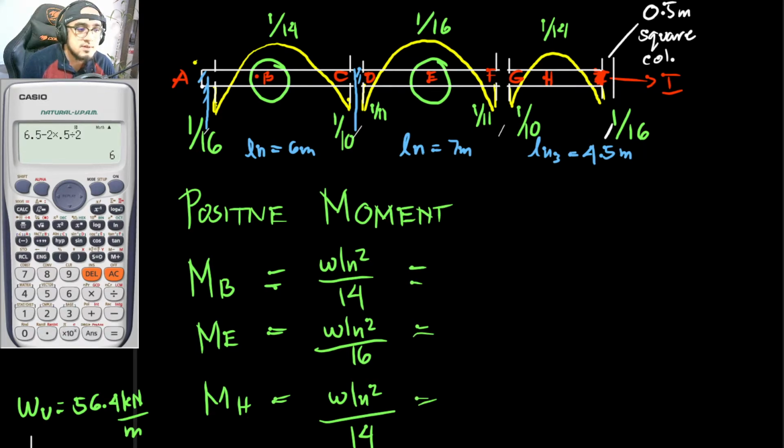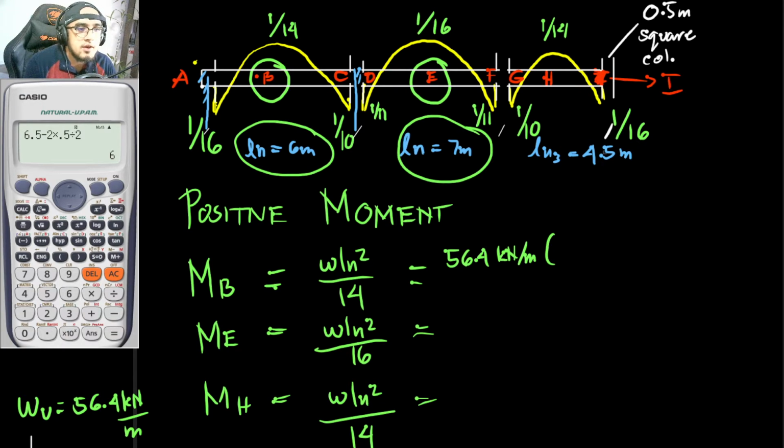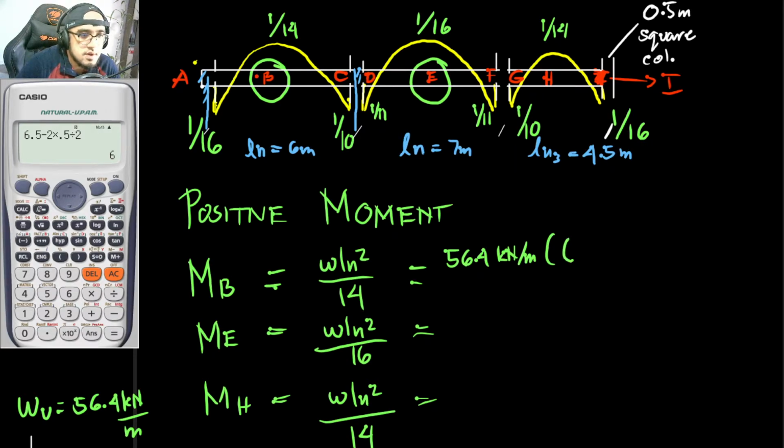Anyway, so, equal sign. We will just be substituting known values. For our W, it is to be this. Teka, nakikita ba sa camera? Okay, kita. So 56.4 kilonewtons per meter times Ln squared. And for your positive moments, kung ano yung nasa baba nila, yun na mismo yung Ln na gagamitin mo. So with such, this is now to be 6 meters squared divided by 14.